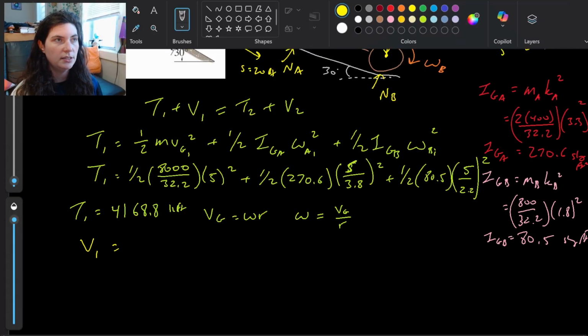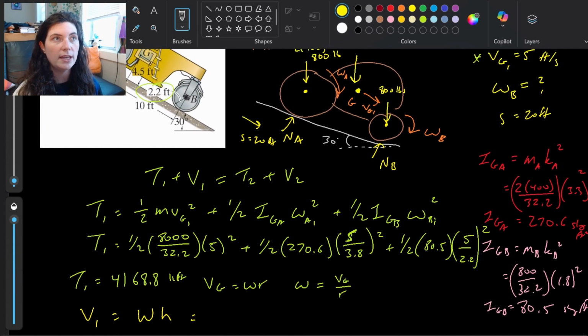So our V1 is going to be weight times the height. Sometimes you see it as mgh, but in this case, we're already given weights. So I'm just going to do weight times the height that it's moving down. The weight is going to be the total weight of the whole compactor contraption. So that's our 8,000 plus the 2 times 400 for the rollers at A, plus the 800 for the roller at B.